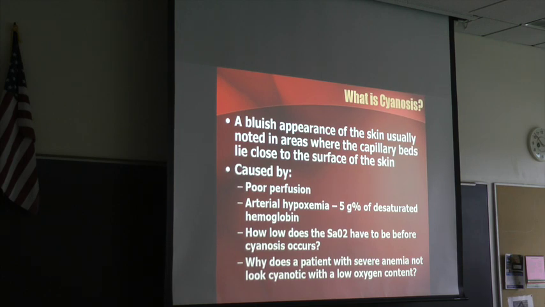So you could have cyanosis just because you don't have blood flowing to a certain area of the skin. Have you ever sat in a cold room and then you drink a cold soda or cold water, and you get really cold, and when you look at your fingertips, they're blue. You're still oxygenating well, but because there's low perfusion to your fingertips, it looks blue. So cyanosis could just be that you have poor perfusion going to the periphery.